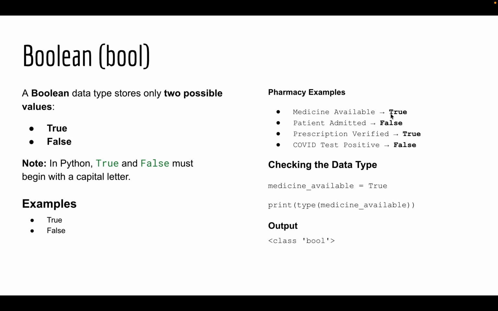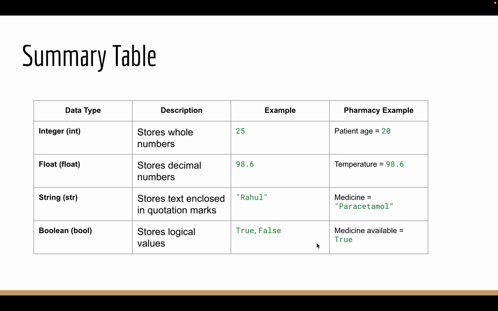So here is a summary table. There are 4 types of data types: integer, float, string, and boolean. Integer will store whole numbers, float will store decimal numbers. String will be enclosed in double quotation marks or single quotation marks. Boolean will store logical values such as True or False.